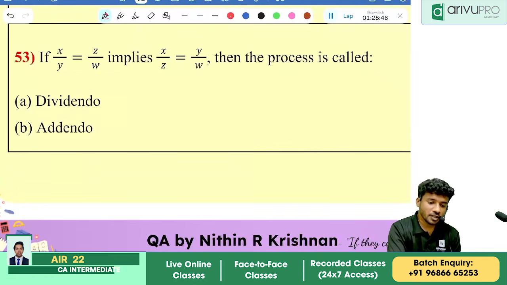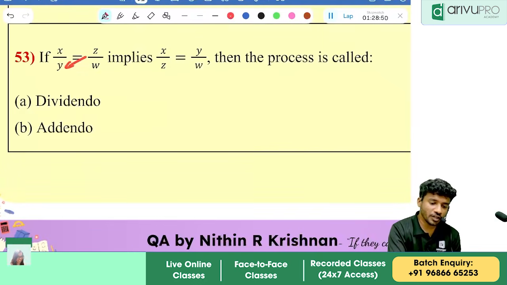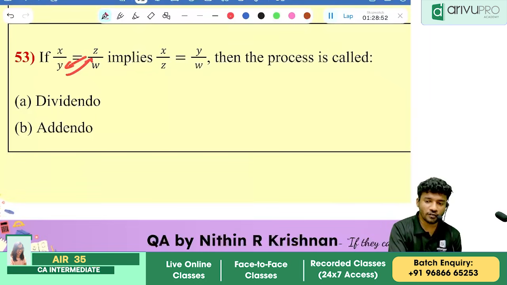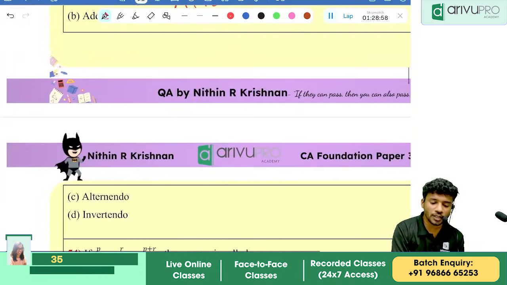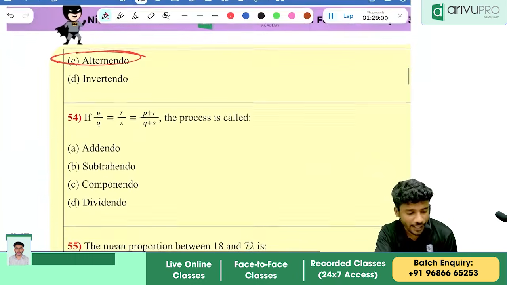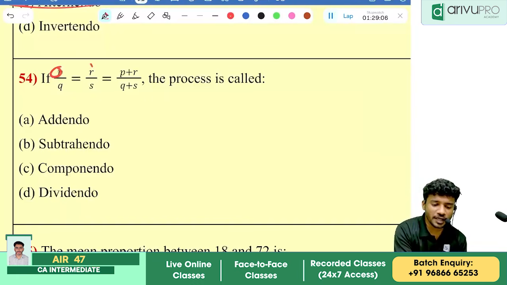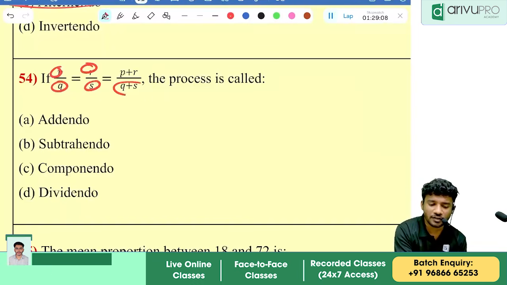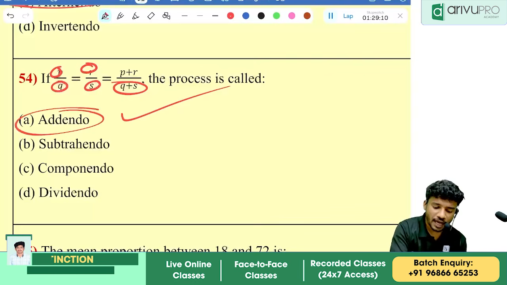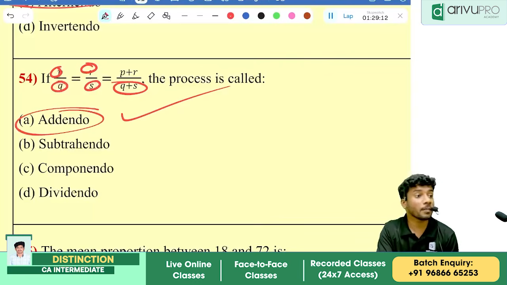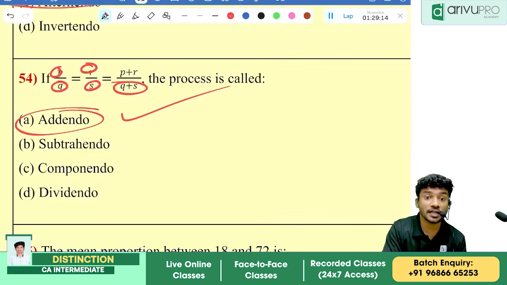So what happens? Z is coming over here and Y is going over there. That is called altering the diagonal elements, right? So it is called as what? Alternando. Next one. What process is this? Yes, we are adding the numerator values and adding the denominator values. That is called as what? Addendo. Okay, you might get a question because these are direct theory questions.